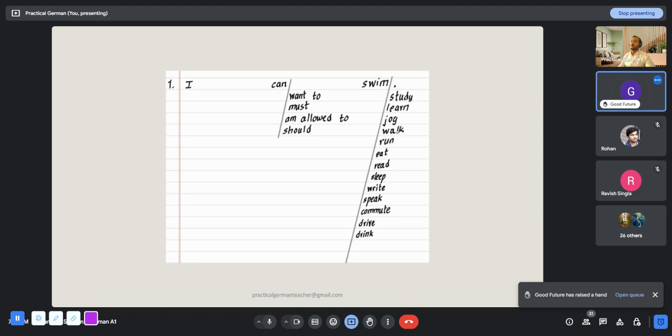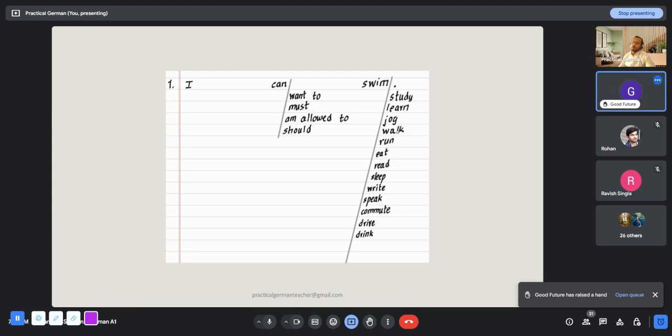Swim, schwimmen. Study, studieren. Learn, lernen. Jog, joggen. In German it's ja, not yeah, and for joggen it's not the same. I may be wrong, but I don't hear people say that. Okay, joggen.